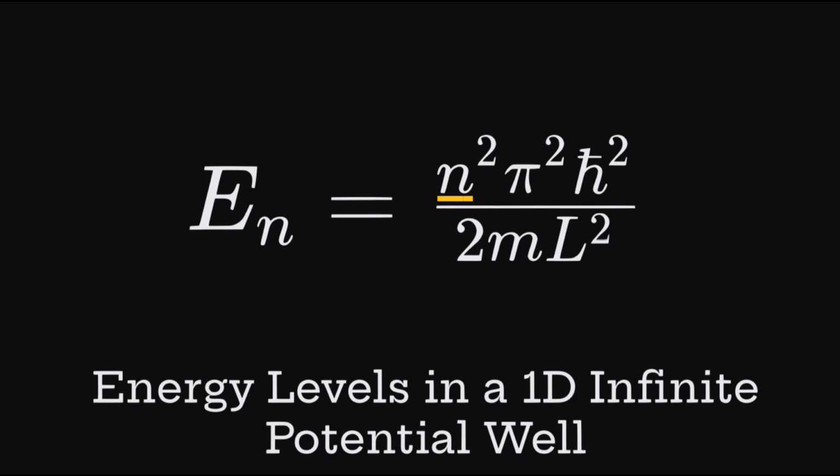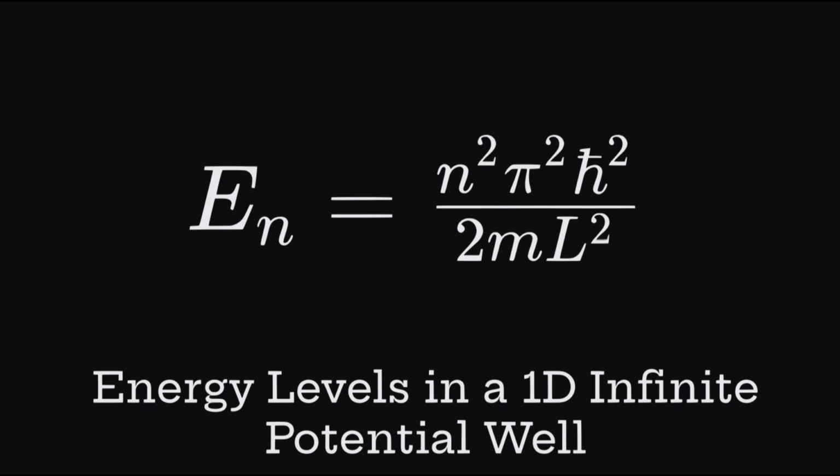The energy depends on the square of the quantum number n, which determines the number of oscillations in the wave function. A higher value of n means more oscillations and more energy. The energy decreases if the particle's mass m is larger or if the well's width L is bigger, allowing the wave function to spread out more. This formula explains why quantum systems behave differently from classical ones.